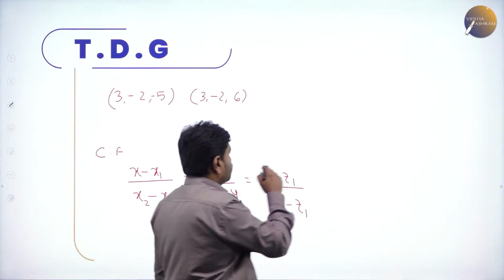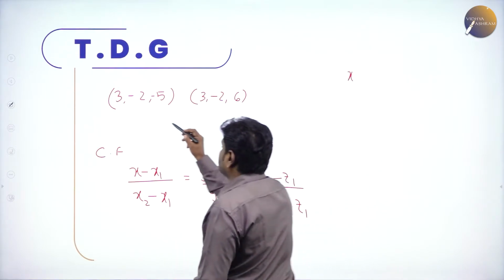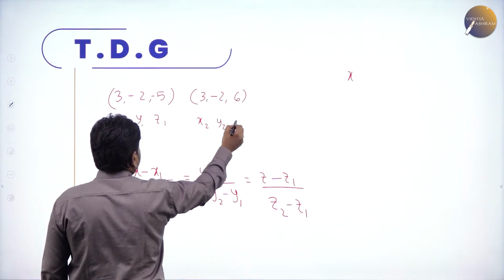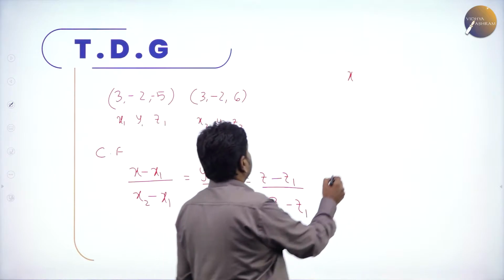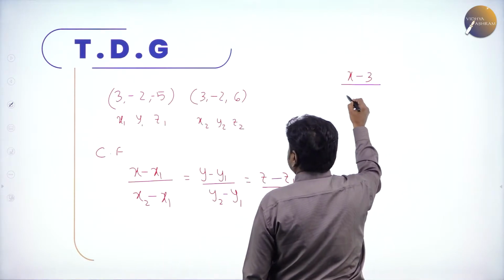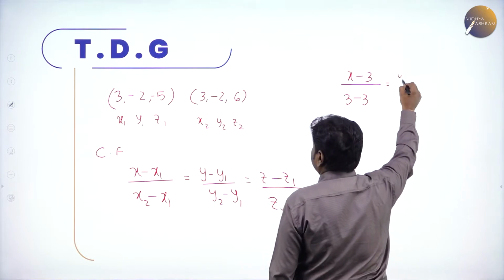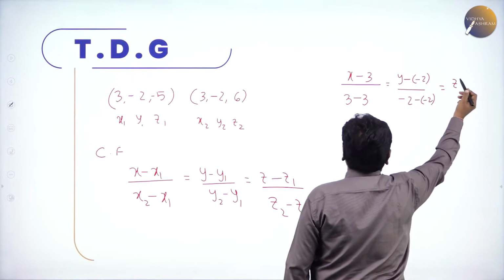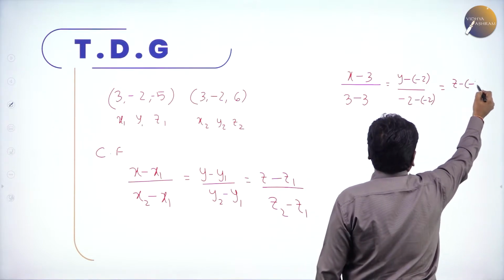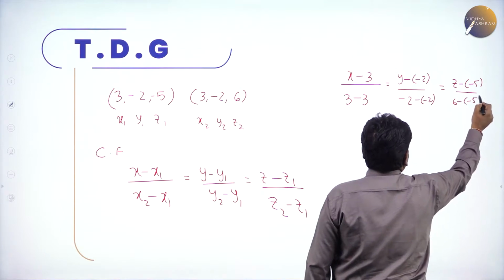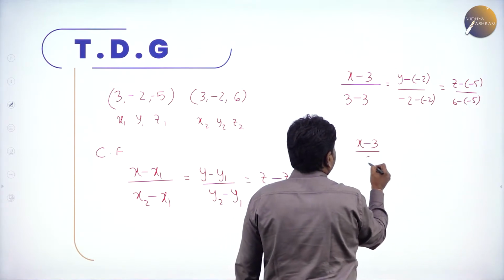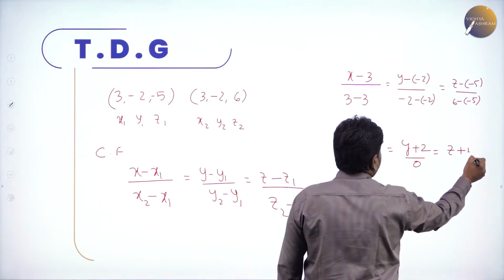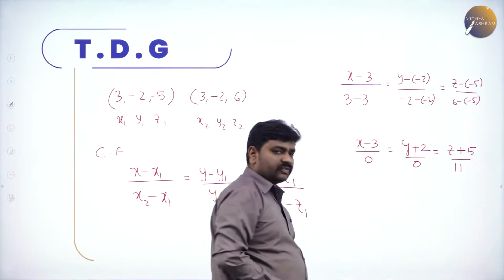Substitute. So when you substitute, the first point we call x1 y1 z1, the second point we call x2 y2 z2. So x minus x1 means x minus 3 divided by x2 minus x1, that is 3 minus 3, is equal to y minus of minus 2 divided by minus 2 minus of minus 2 is equal to z minus of minus 5 divided by 6 minus of minus 5, that is x minus 3 divided by 0 is equal to y plus 2 divided by 0 is equal to z plus 5 divided by 11. This is the Cartesian equation of the line.